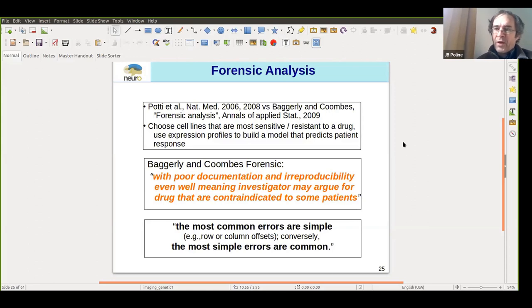The point I want to make is that the whole thing started with a simple mistake, and when two biostatisticians started to uncover and try to say, hey, what is this method about and how did that work, it took a long time for them to uncover how the authors did their work, which is one of the lessons. It took such a long time for two good biostatisticians to look at what's going on. And the second thing that they concluded is that the most common errors are simple, and the simplest errors are kind of common. So we have to think of how we protect ourselves, how we make sure we do a better job. And so please read the Baggerly and Coombes forensic paper. It's a very interesting one.